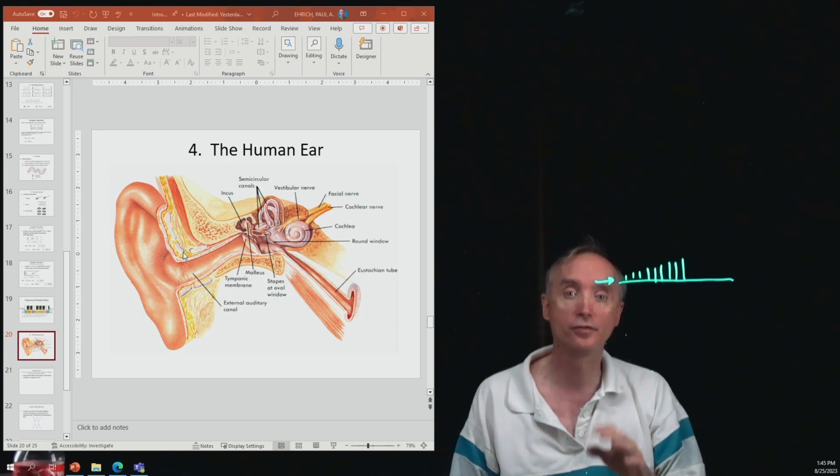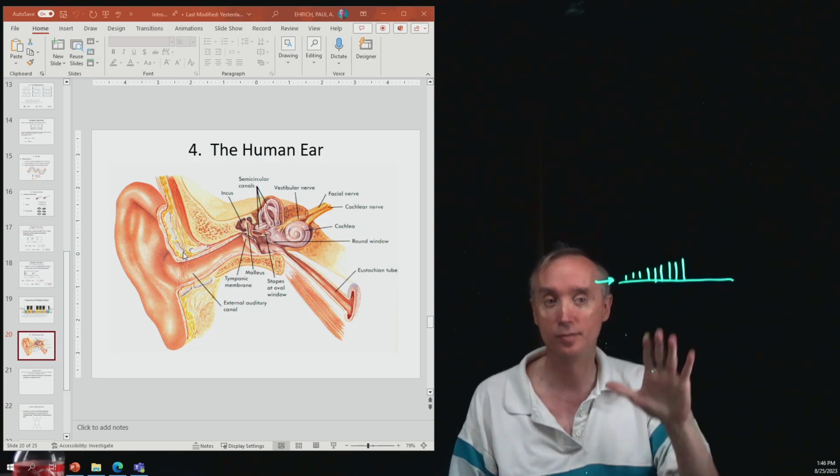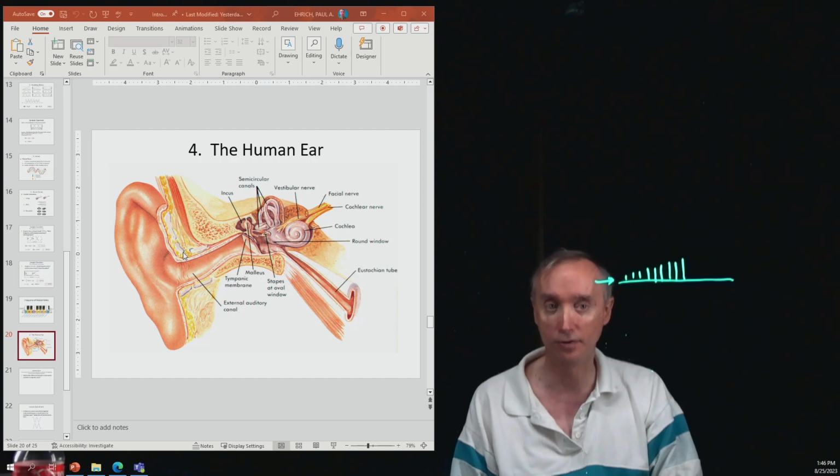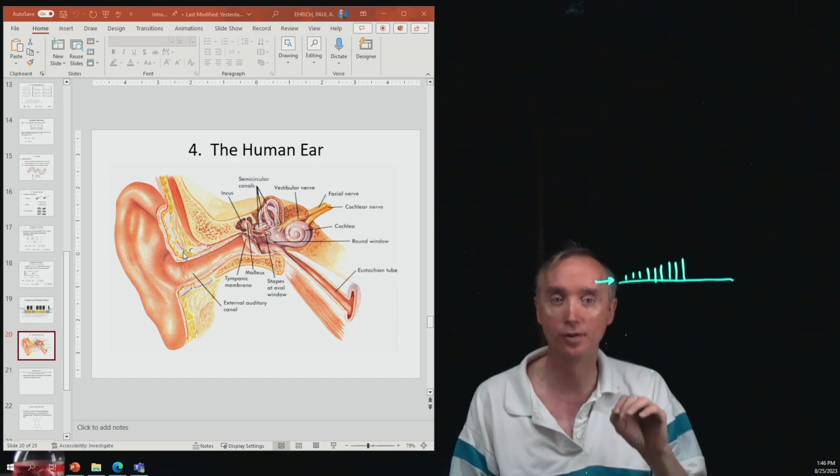So I would like for you to be able to give me 5 different parts of the ear and then explain what those 5 different parts do. And so I gave you more than 5 as I went through this, but make sure that you know at least 5 different parts of the human ear and then what they do.